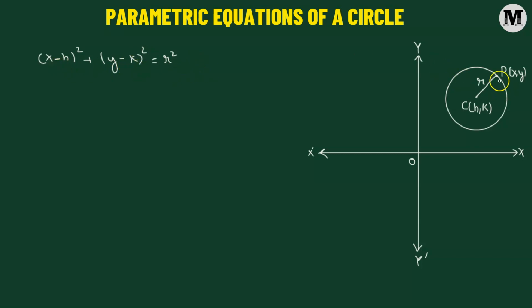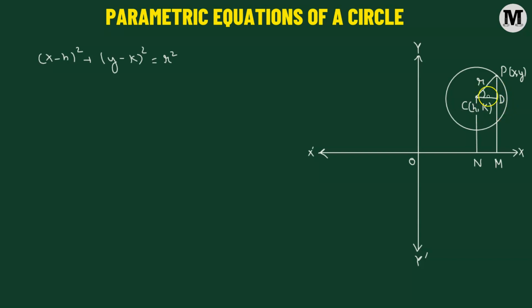Now what we'll do, from point P, we're going to drop a perpendicular on the x-axis. So we have the perpendicular PM on the x-axis. Similarly, we're going to drop a perpendicular from point C on the x-axis as well. We have CN perpendicular on the x-axis, and then we're going to drop a perpendicular from the center C on the line PM. Let's say it meets at the point D.